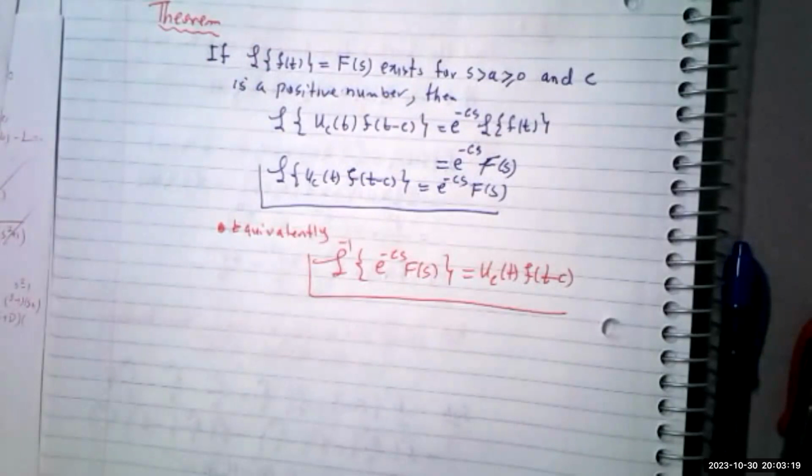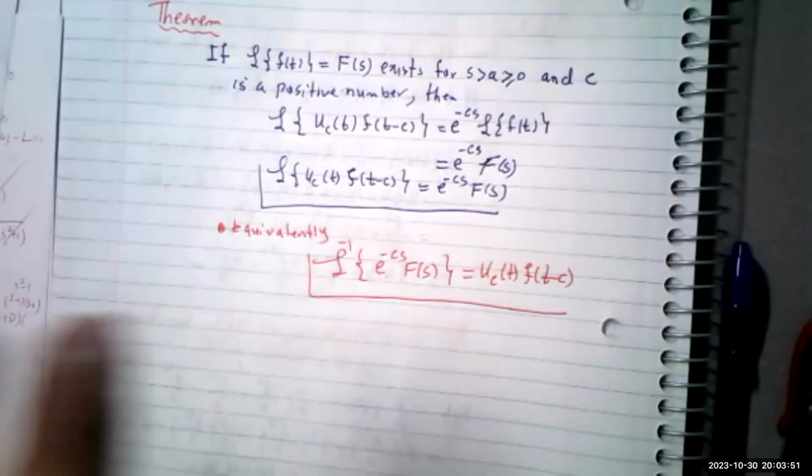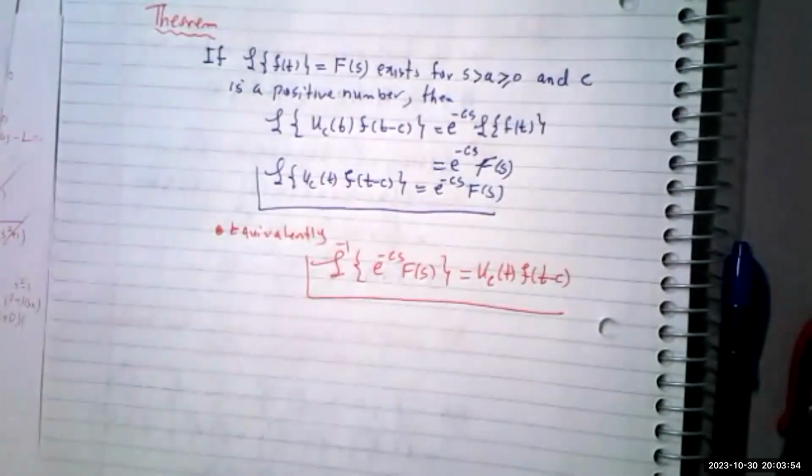For the inverse one, it's much, much easier. You see that e to the cs, then what you do is you keep it, because you know that e to the cs will create u_c(t). Then you go and find the Laplace inverse of F of s. Then you find f of t, but you have to change it to t minus c. Okay, so we need to practice on this one. This is where we give you the quiz, okay? That's fine.